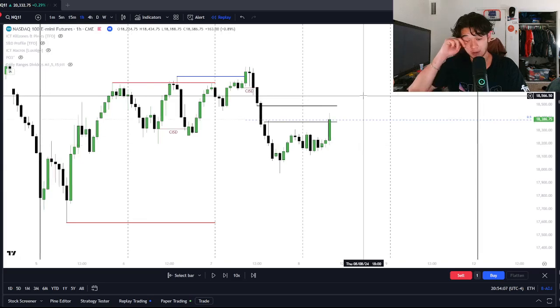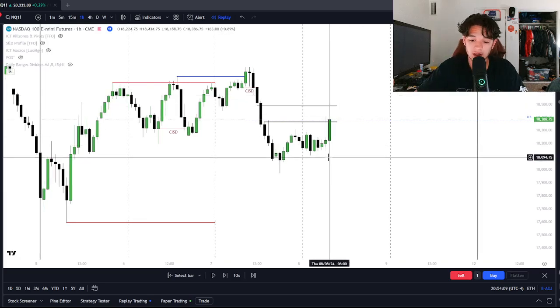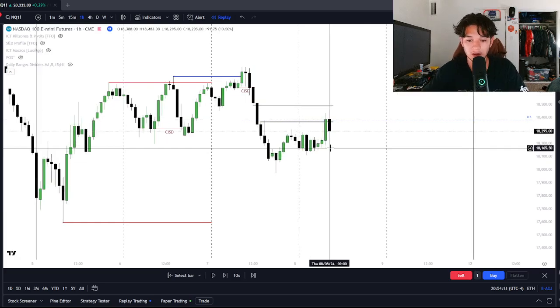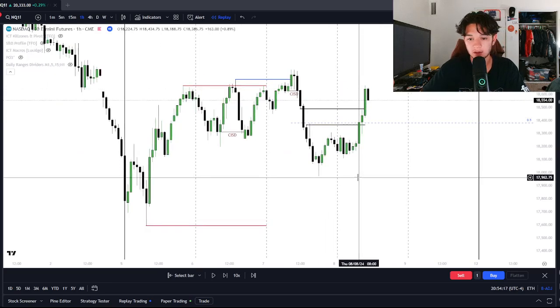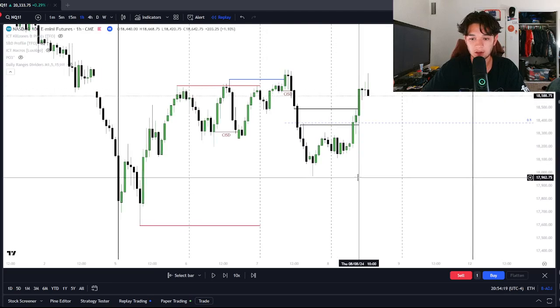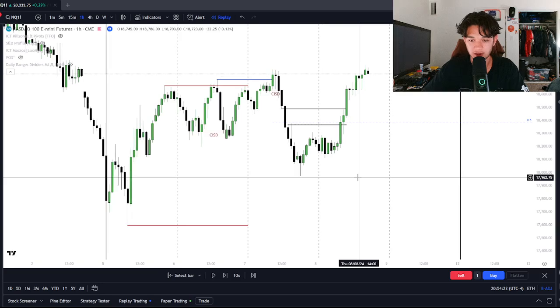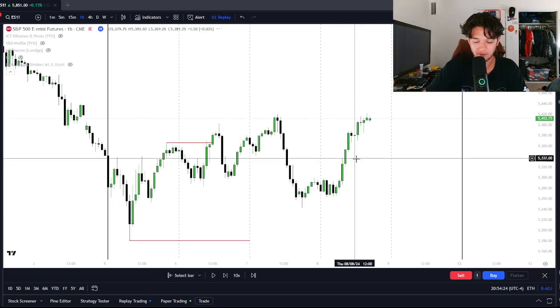Boom. We come into it. What time is it? 8. I'd be looking for expansion lower. Oh, we're pushing up higher into it. So we actually go to take the high. I'm fine with that.